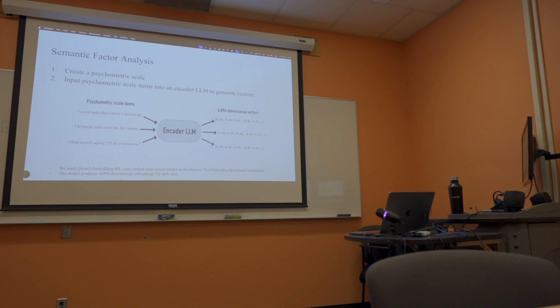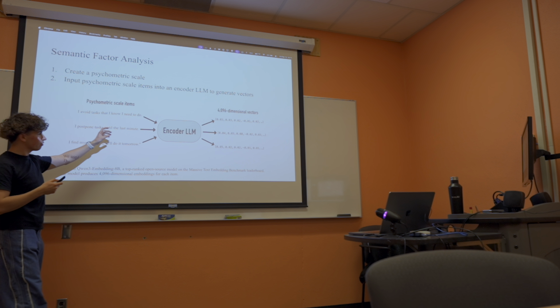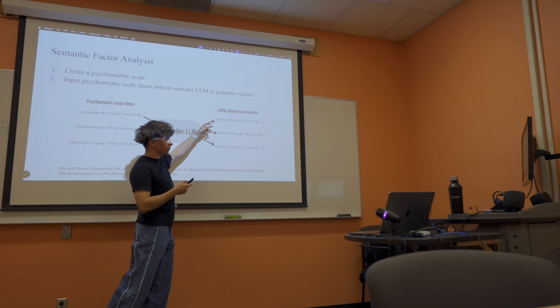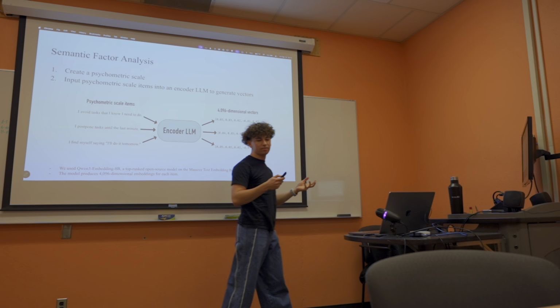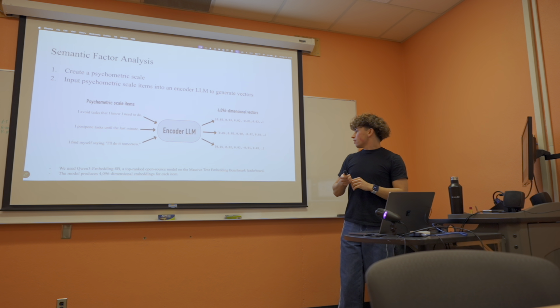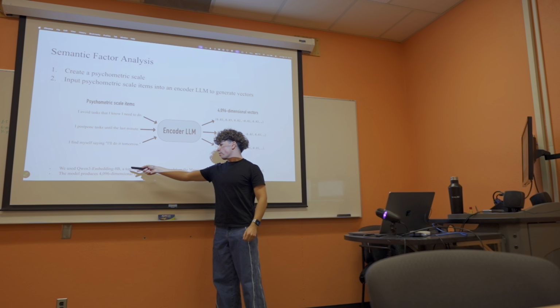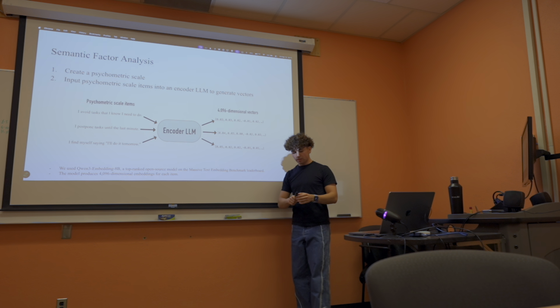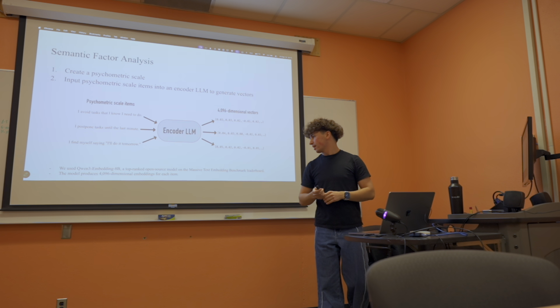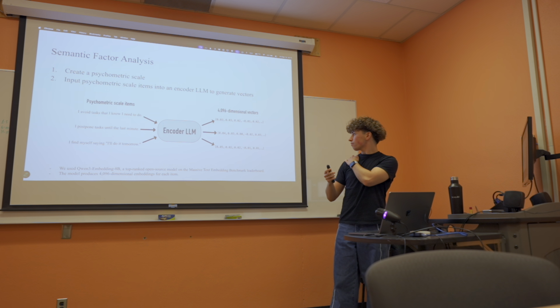So in SFA, you have the same scale you start off with. In this case, you take each item and you code it into an LLM. And so this is the meaning vector of each item. It represents the meaning of it. In this case, we used this modern model, which is a cloud-correct model for this task. So it's the best one you can use at the moment. And again, it has 4,000-dimensional embeddings.